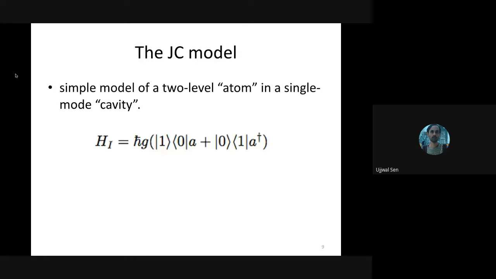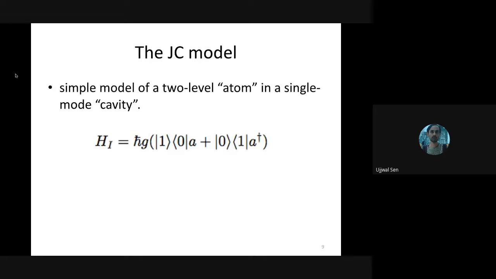So this is the Jaynes-Cummings model. It's a very simple model of a two-level atom. I mean, there are no atoms that are two-level. Atoms have a huge number of levels, but we are considering a situation where it is possible to somehow isolate two levels of an atom. And we call that a two-level atom.